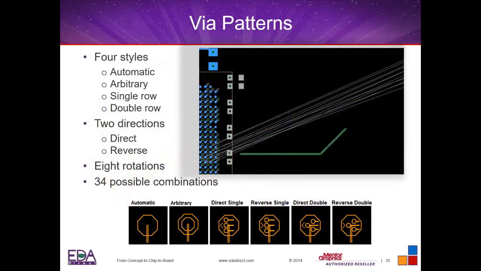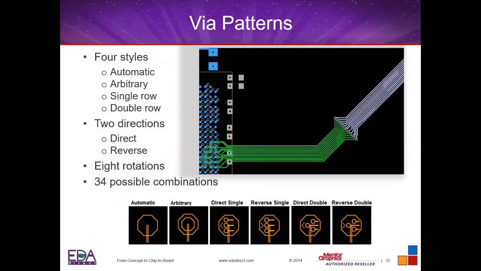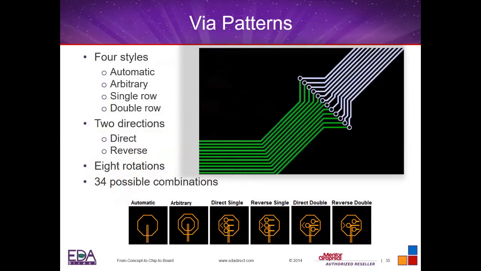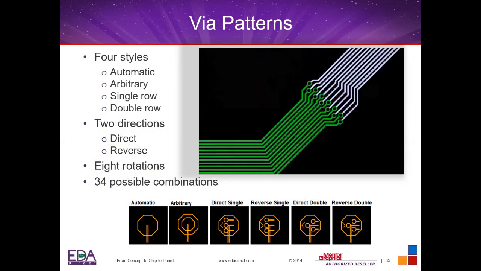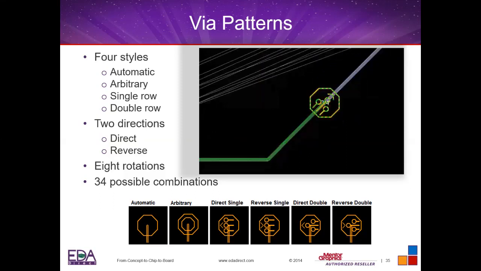Then you've got the via pattern, and this is pretty powerful. You've got 34 possible combinations of vias. It's very easy to use if you're going to be routing from one layer to the other. So you select the via that you want to use. For example, this one was single row and 45-degree angle. If we're not happy with that, we can undo it. Go ahead and just switch the via out. We got a dual row, 45 degrees.